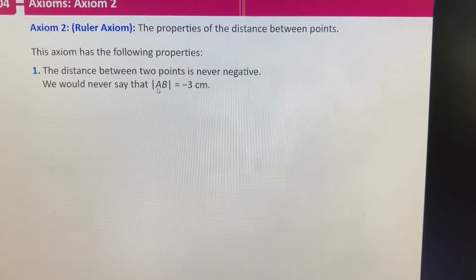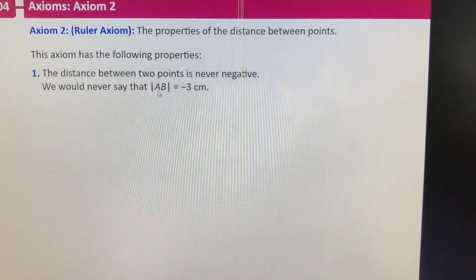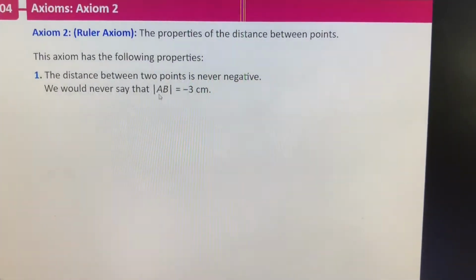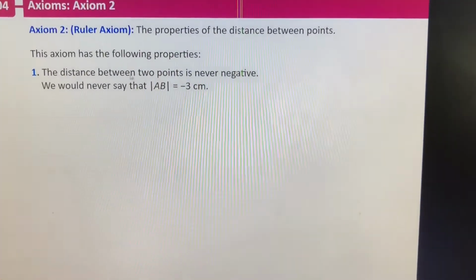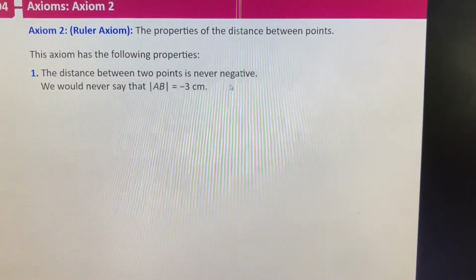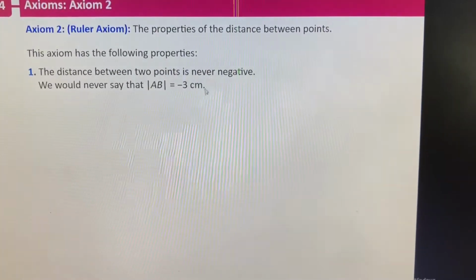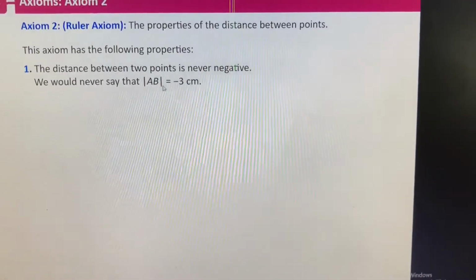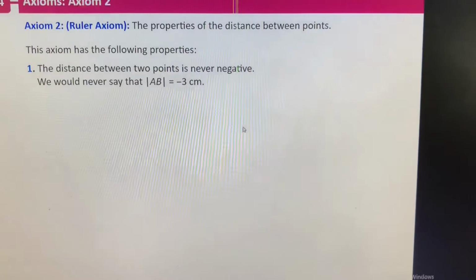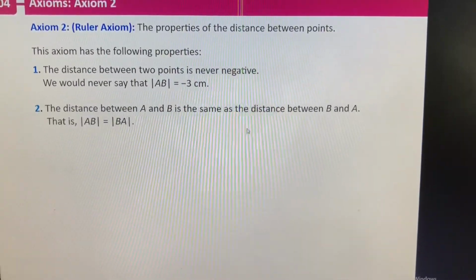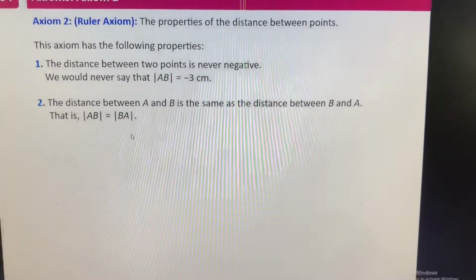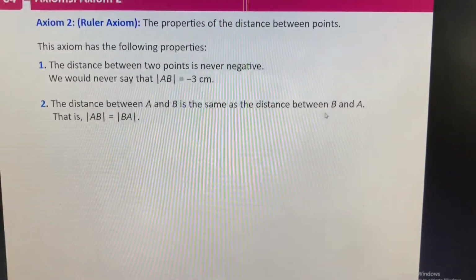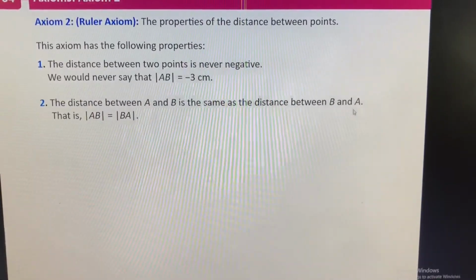So if I was to measure between the first point A and the second B, then it has a measurement of distance. We know that first of all that can never be negative. We can't have a distance that's a minus number. So we could never have an answer that the measure of A to B is -3 centimeters, for example. We also know then that the distance between A and B will be the same as if we measured from the other direction, from B to A.